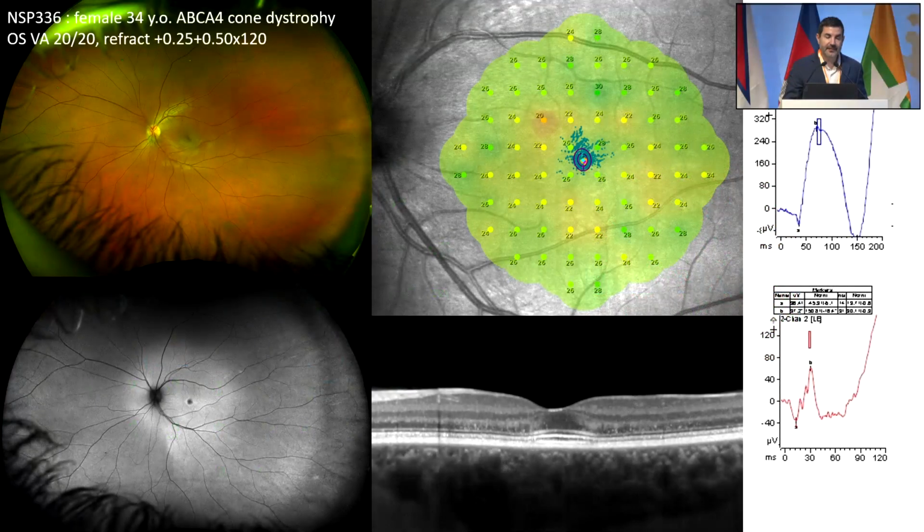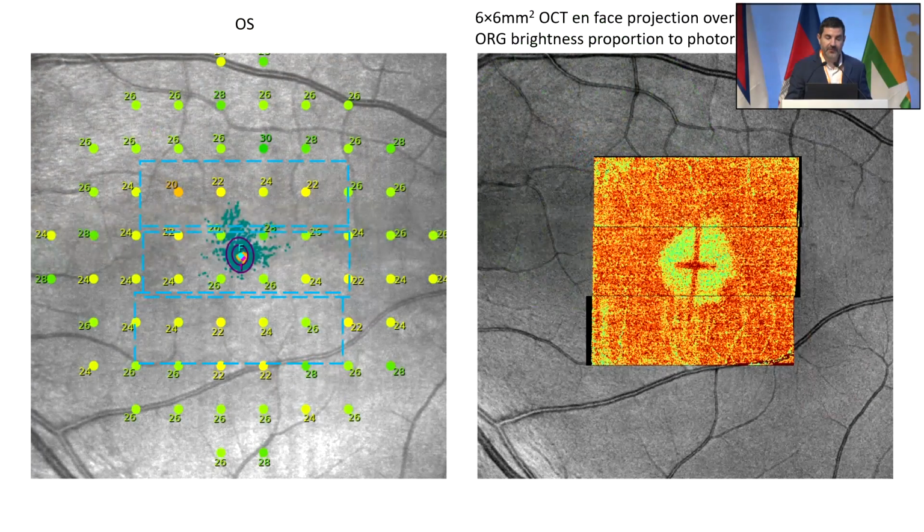Here's a second case, and this was a patient with a very mild case of ABCA4-related cone dystrophy. And if you look at the OCT, you can really only see very subtle changes, some thickening of the external limiting membrane, perhaps some shortening of the outer segments. And if you look at the microperimetry, there's only mild changes in the sensitivity. However, when we look at the ORG, there is actually quite a decrease in the parafoveal region.